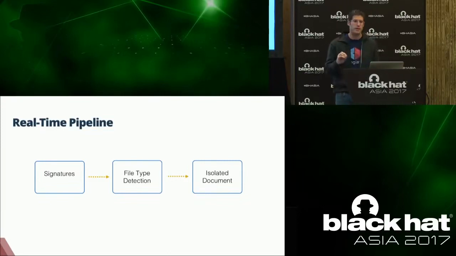If the file is valid, the next thing would be sending it through type detection. So we'll apply file type detection, we'll understand if this is really a document or not. If it's an executable, it goes into another bracket. If it's a document that we'd like to get in, for a real-time pipeline with the best security, we would render the document remotely. That's why we call it an isolated document.